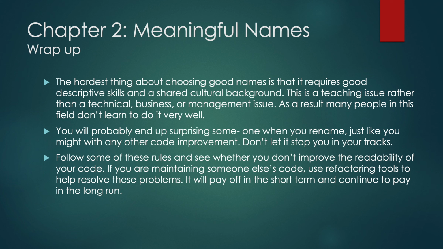So yeah, just wrapping up this chapter, the hardest thing about choosing good names is that it requires a skill to describe things and a shared cultural background, right? So sometimes things could mean different things in different cultures as well. So that's why naming is hard, right?